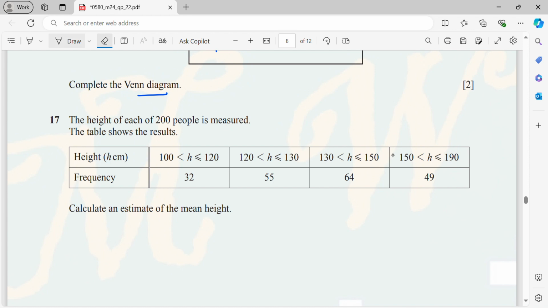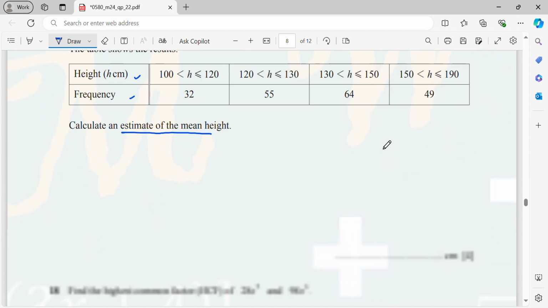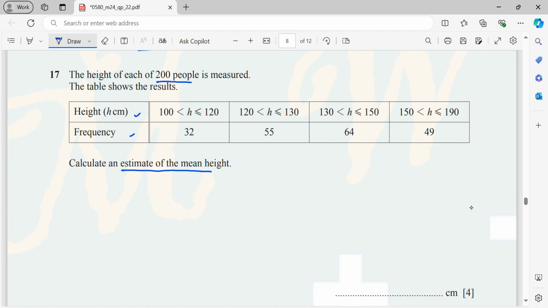Okay, question 17. The height of each of 200 people is measured. The table shows the results. Given all the heights and also the frequency, calculate an estimate of the mean height. Okay, so for the mean height, we need to calculate the midpoints because you are given the classes now.